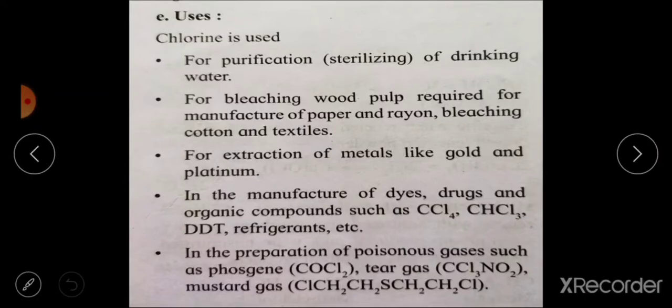Then it is used in the manufacture of dyes, drugs and organic compounds such as CCl4, CHCl3, chloroform and DDT, and refrigerants, etc. It is also used in the preparation of poisonous gases such as phosgene, COCl2, tear gas and mustard gas. These are some of the uses of chlorine gas.